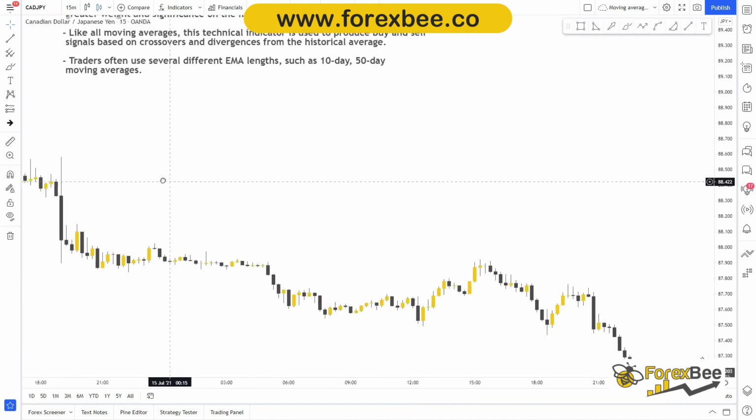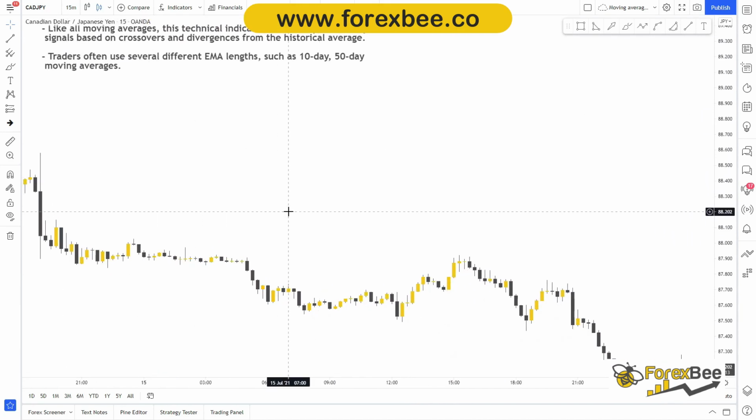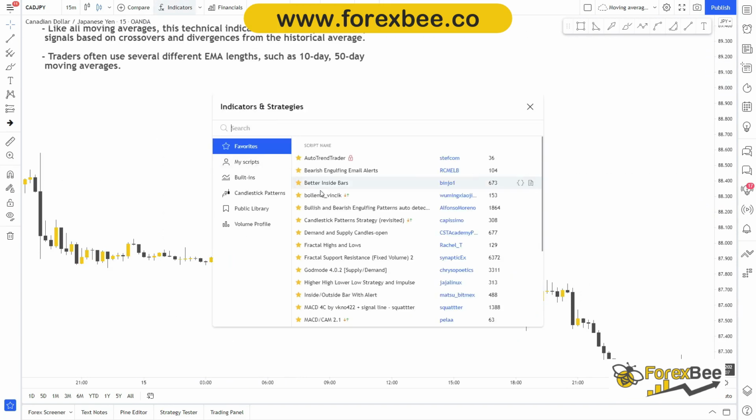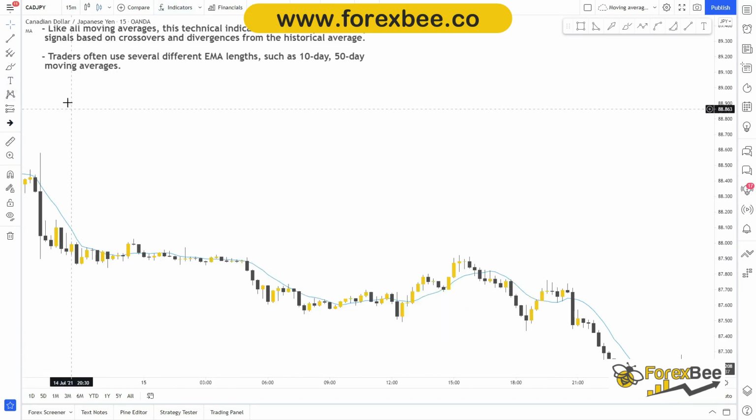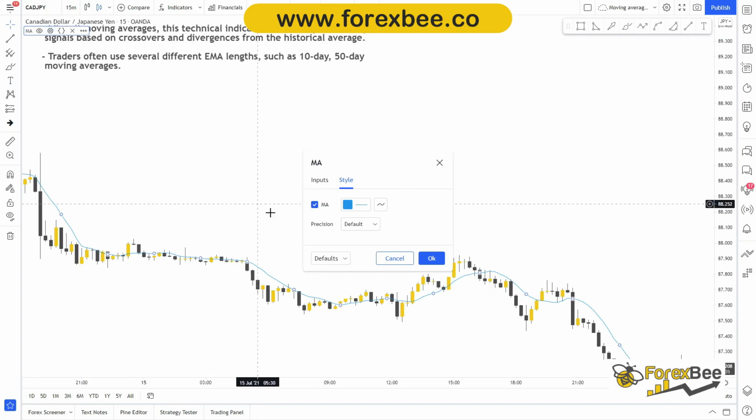And in order to put the moving average indicator, first we're going to go through the simple moving average, and then we're going to go through the exponential moving average. So let me put the simple moving average indicator here. I'm going to write moving average, which is basically the simple moving average, and I'm going to put this on the chart. Okay, and here you can see that we get the settings of the moving average.